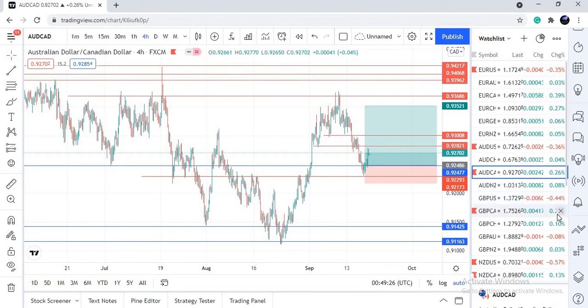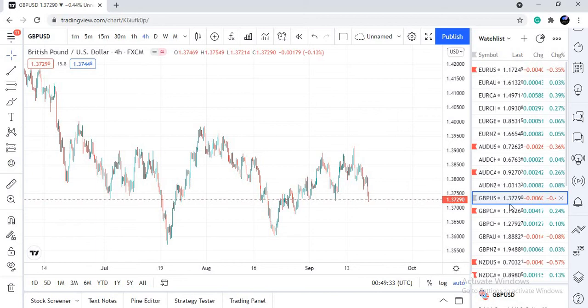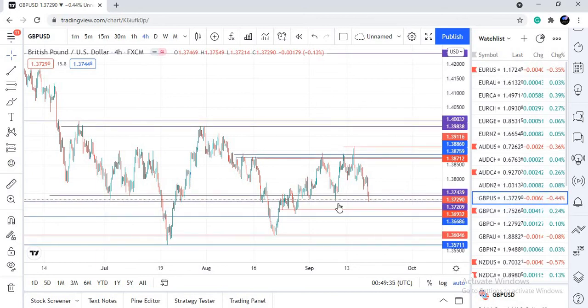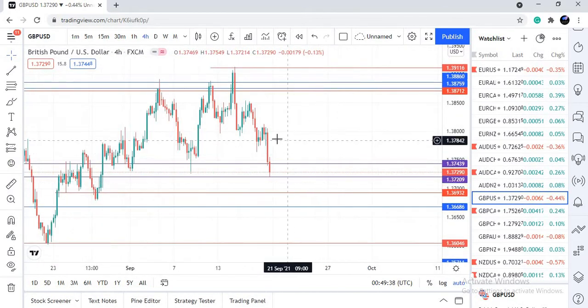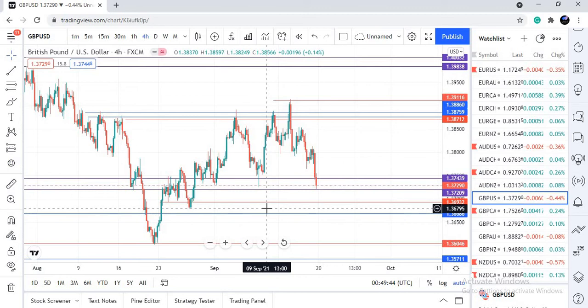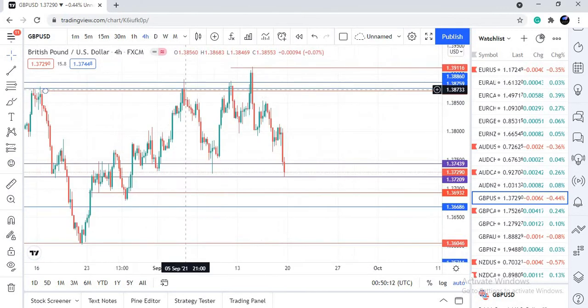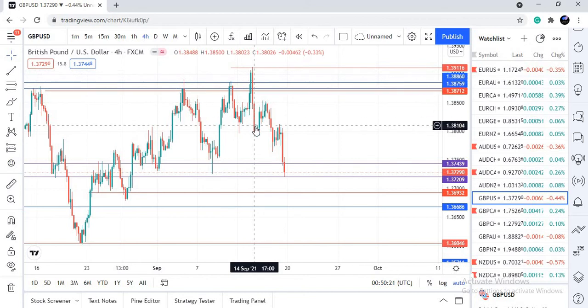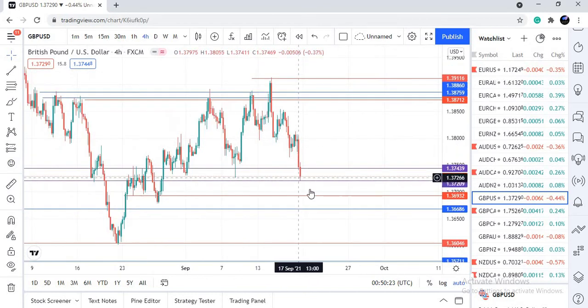The next pair that we will be looking at is the GBPUSD. That's the Great British Pound to the US dollar. And as you can see, it's moving in a really bearish manner. This is really bearish. And one thing about the GBPUSD is that it reverses fast. As you can see, this is a really fast reversal here. This is another really fast reversal. One second it is really bullish, another second it is really bearish. So it might reverse on this level, who knows?